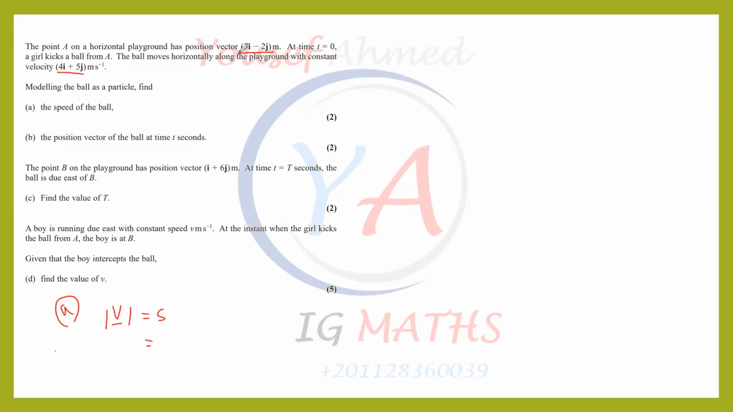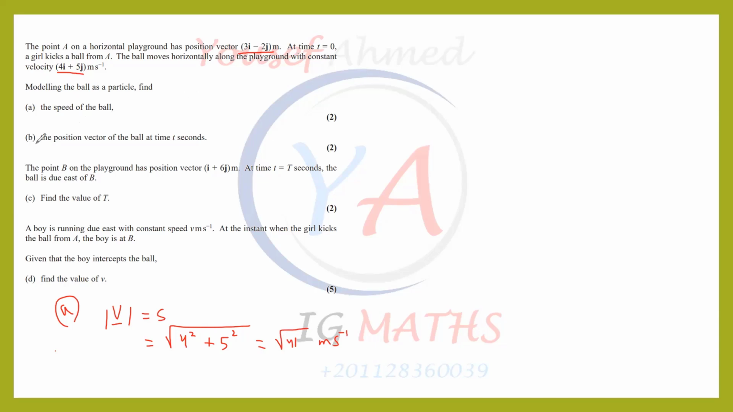It will be the square root of 4 squared added to 5 squared, which is root 41 meters per second. And do not write it as a decimal, just keep it in the exact form. It's better to keep it in the exact form. So it's root 41 meters per second. This is the speed of the ball.